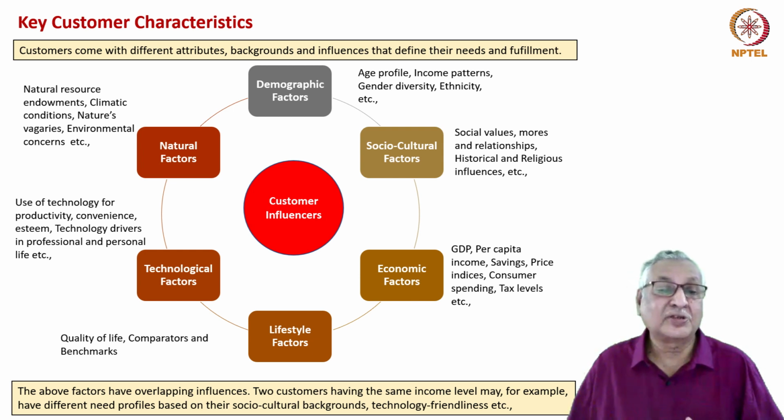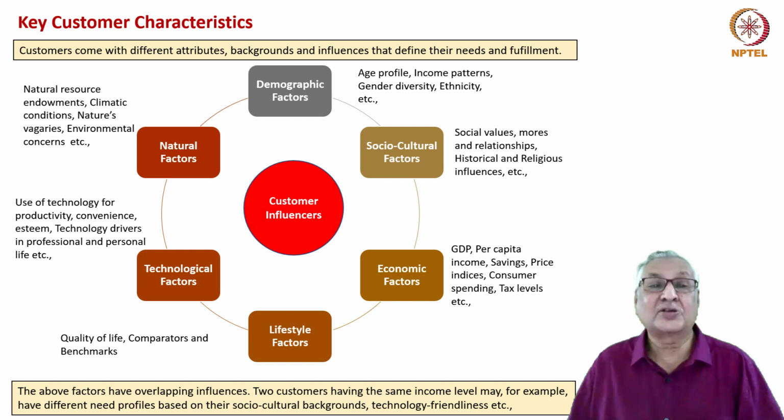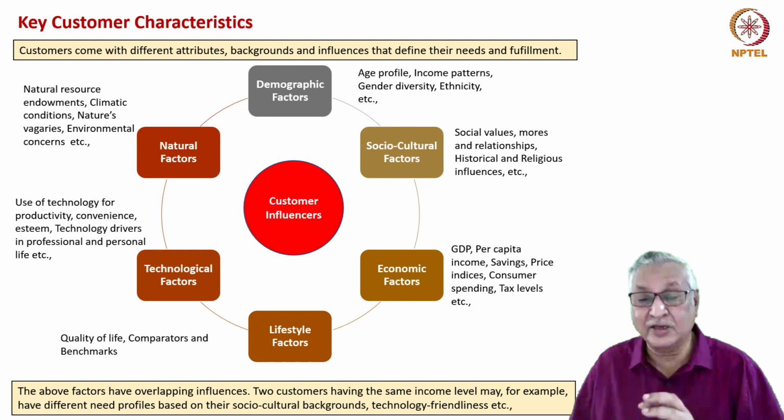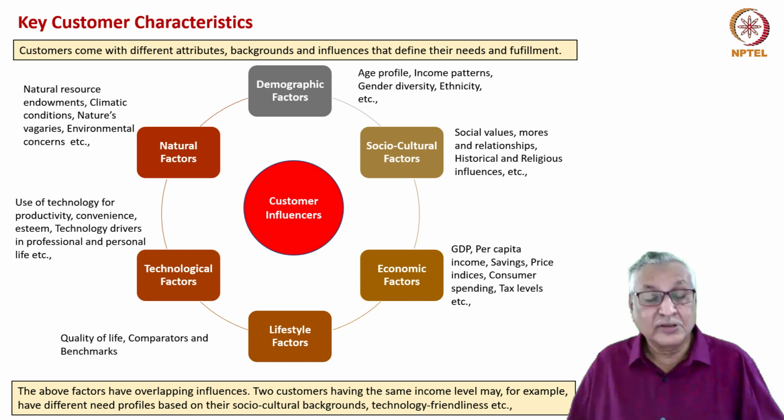Certain fruits and vegetables are available in certain seasons of the nation. Consumers get trained and tuned to those seasons, and their demand spikes in those seasons. So, customers also get used to the availability of products and services. But by and large, consumers are influenced by their demographic environment, socio-cultural environment, economic environment, lifestyle environment, technological environment, natural factors. As I said, they have overlapping influences.